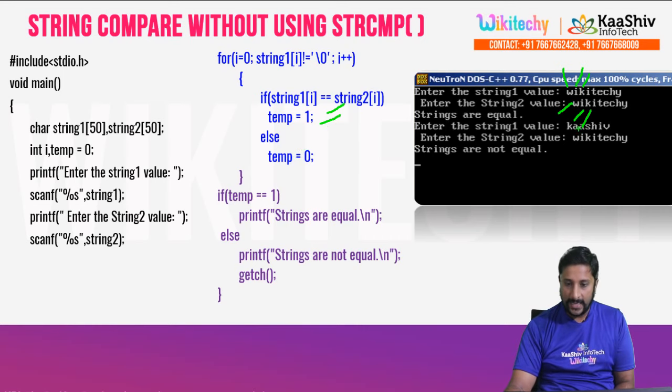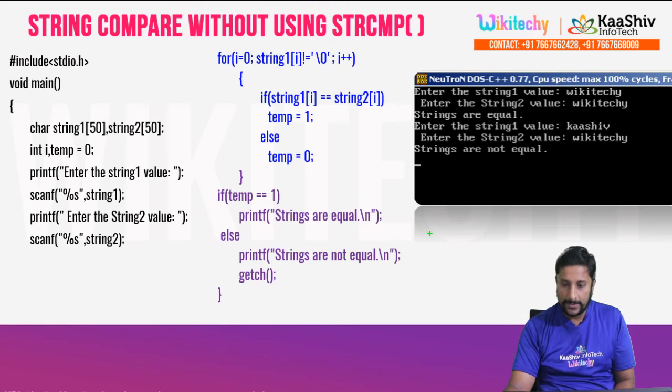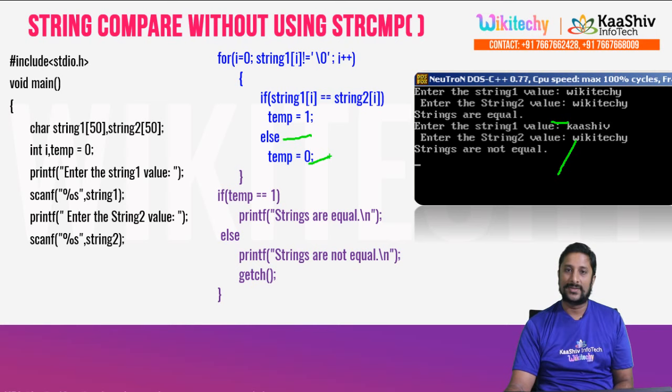If there is any mismatch, considering string1[0] and string2[0] are not the same, it automatically goes to the else branch, and the temp value becomes 0. So if temp is equal to 1, the strings are equal, and if not, the strings are not equal, and it will automatically print accordingly.